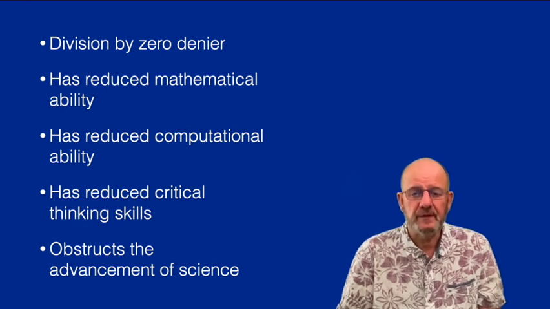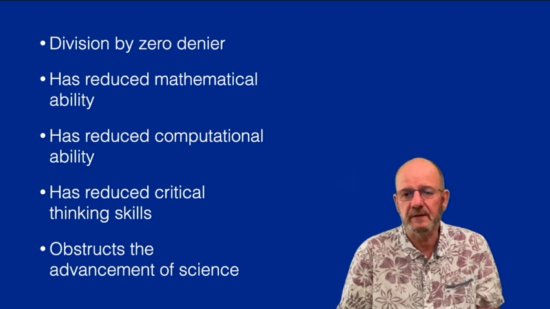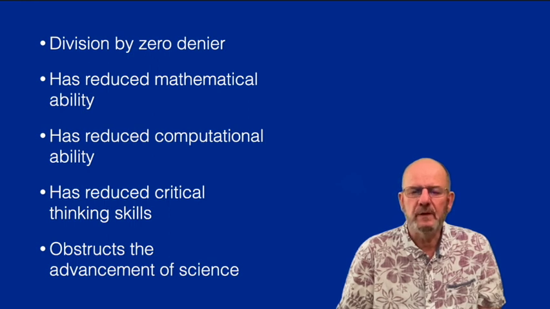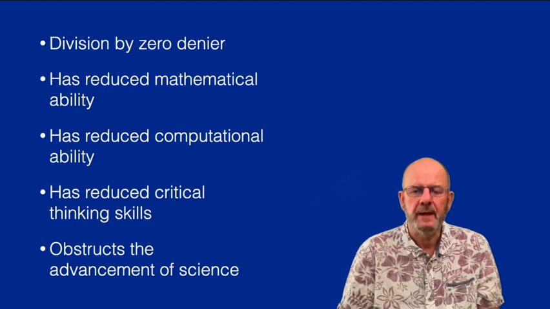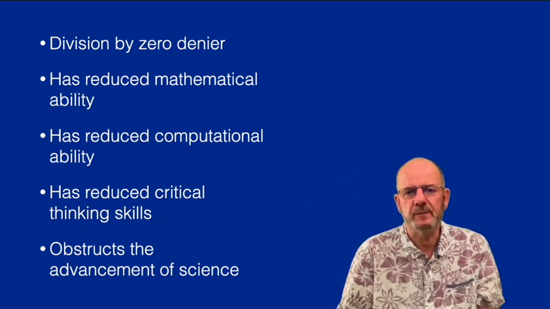If you're a division by zero denier, you have reduced critical thinking skills. The information on how to divide by zero has been around in the world for the last few decades. If you haven't absorbed that information and worked out the truth, you have a problem. And that will affect all of your scientific and technological work. Societies that have a lot of division by zero deniers obstruct the advancement of science.